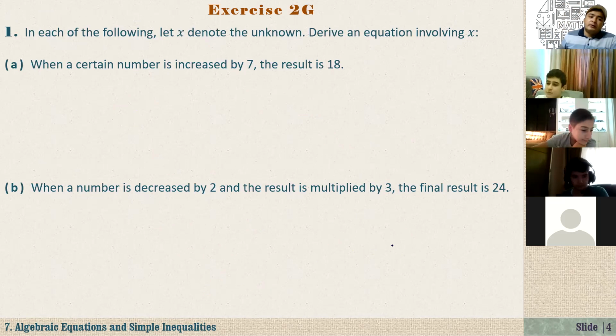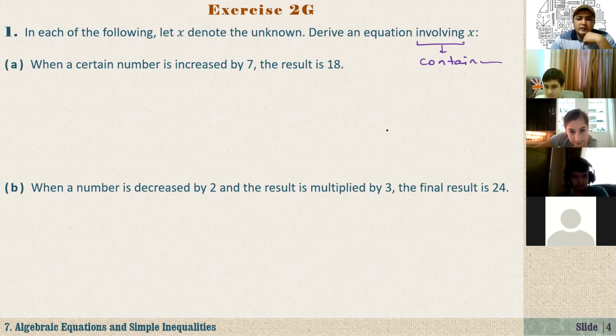Yes, Mr. I'm here. Okay, read question 1. In each of the following, let X denote the unknown. Derive an equation involving X. A. When a certain number is increased by 7, the result is 18. Mr. Ali, stop. What does involving mean? Like, containing. Very good.